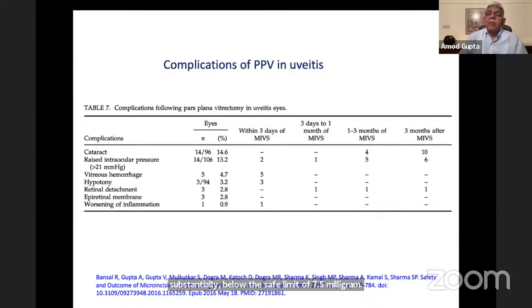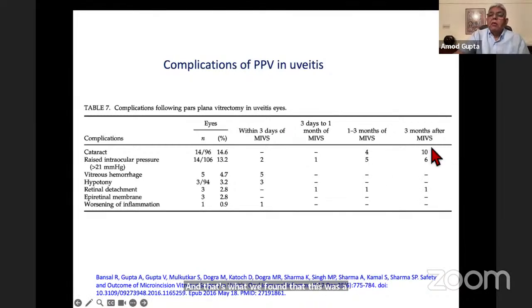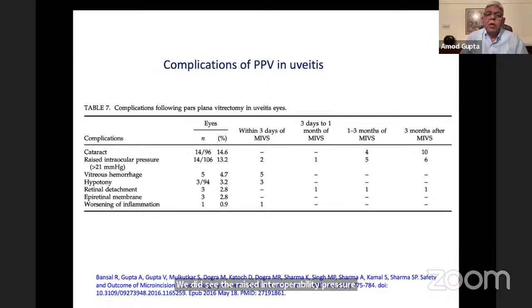Of course, as expected, we did have our own share of complications, specifically cataract, and as Lucia pointed out, vitreous surgery leads to increased oxygen concentration in the vitreous cavity, which is responsible for cataractogenesis. That's what we found, that this was seen in almost 14% of the patients, and it was a late complication. We did see raised intraocular pressure, which could be managed with topical medical therapy, in about 13% of the patients. Mild vitreous hemorrhage was seen in about 5 patients, and what worried us the most was the hypotony which developed early in the course of our prospective study, because mistakenly we believed that microincisional vitreous surgery is a sutureless technique.